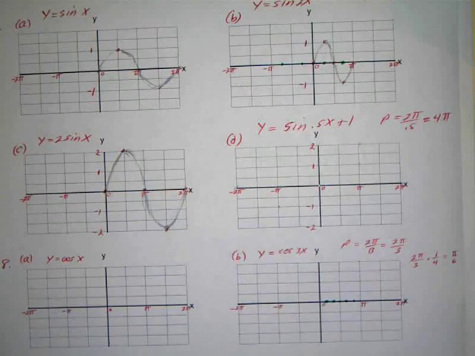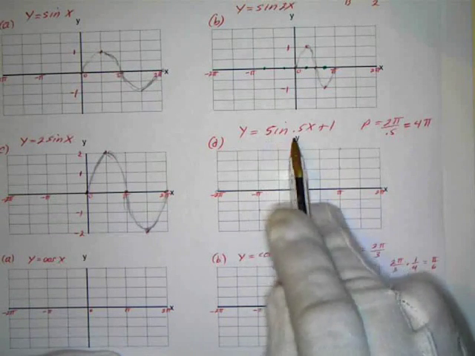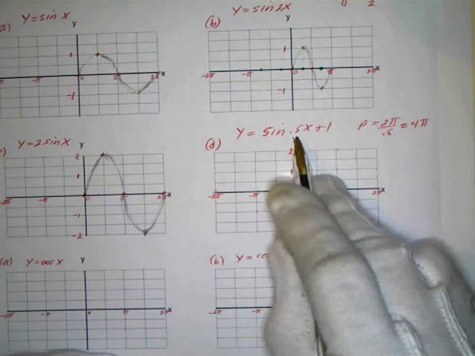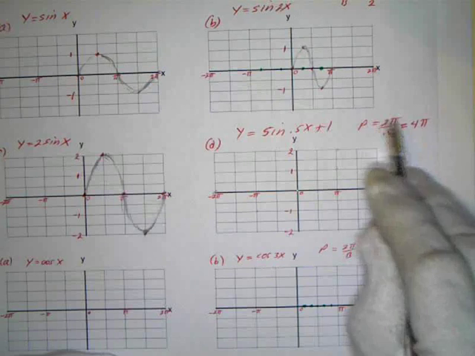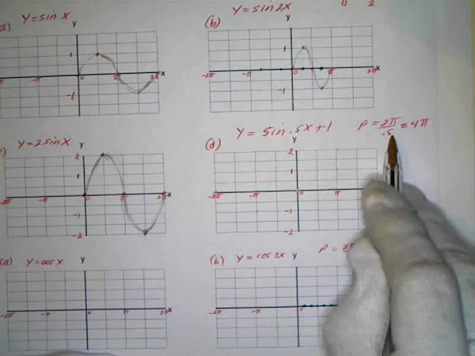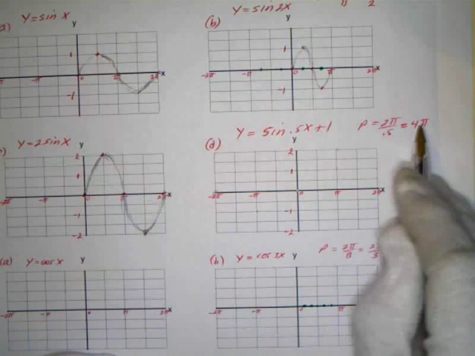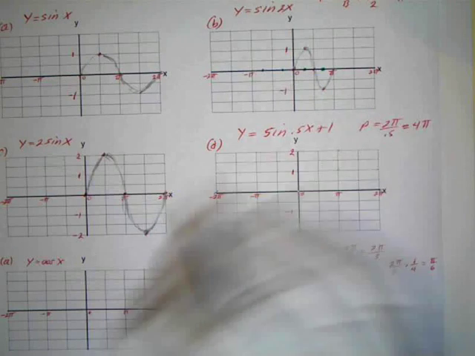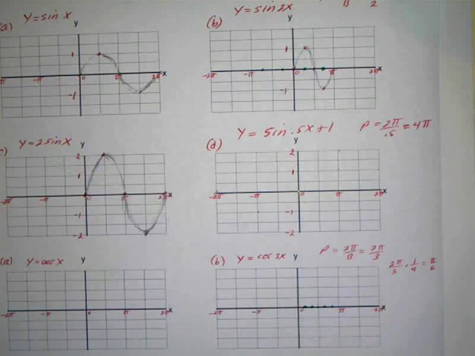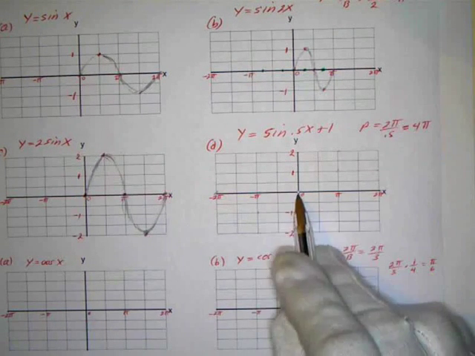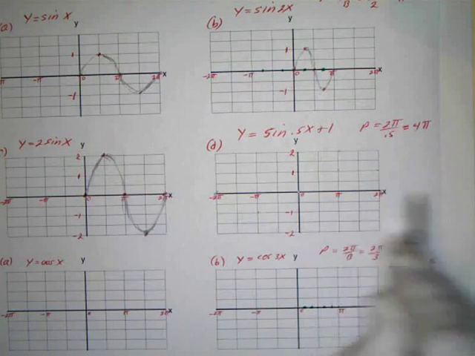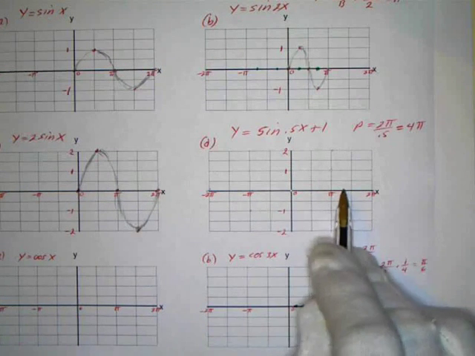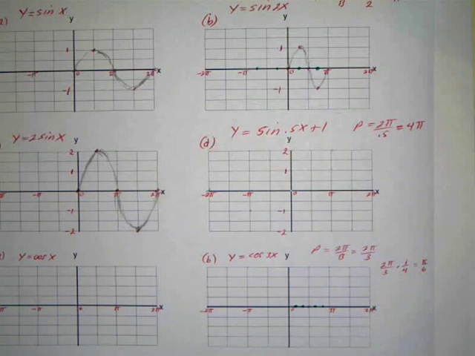Now over here, sine of 0.5, or 1/2 x plus 1. Well, again, period equals 2 pi over b. In this case, b is 0.5. If I divide 2 by 0.5, I get 4. So my period is 4 pi. So now it's going to go a little bit longer. Okay? So I'm only going out to 2 pi. I'm not going out to 4 pi. So what I'm going to do is just have to kind of use both sides of this.